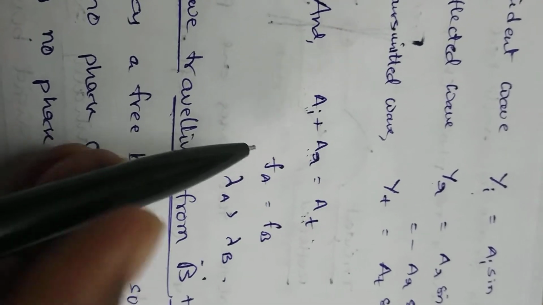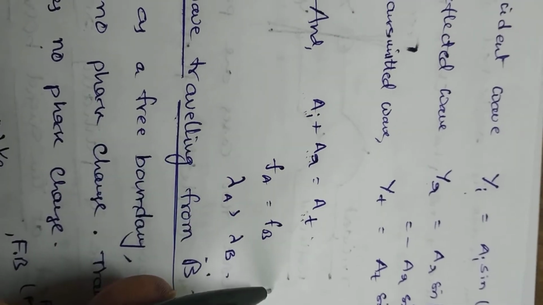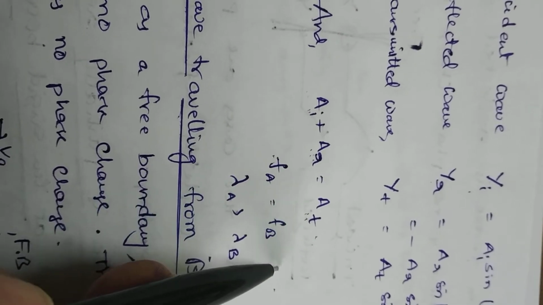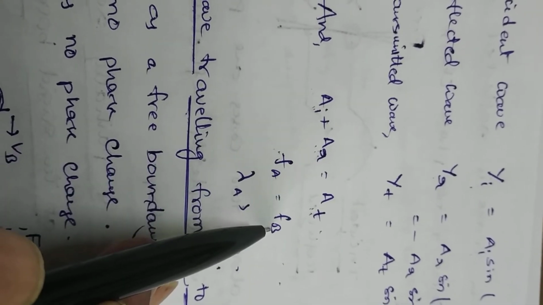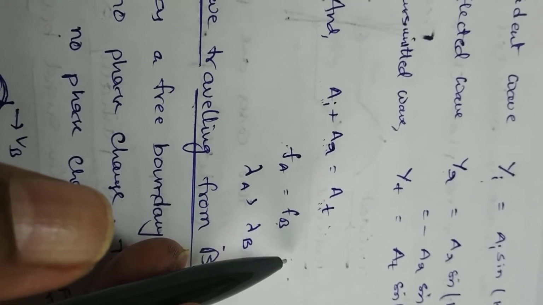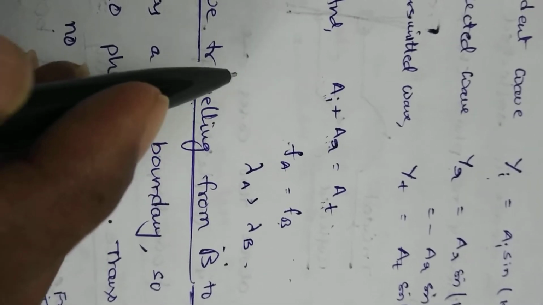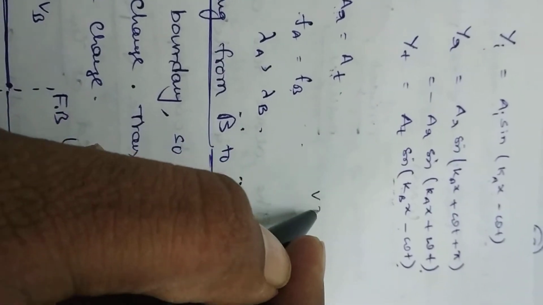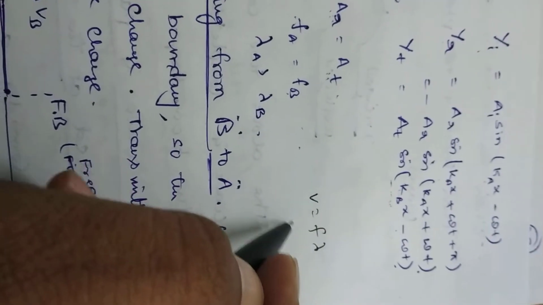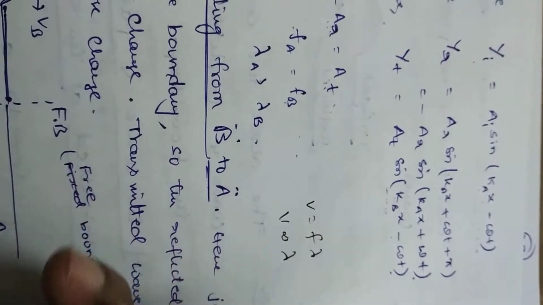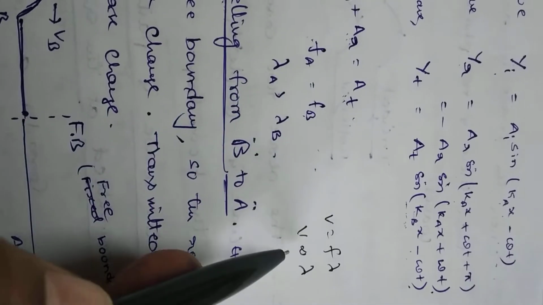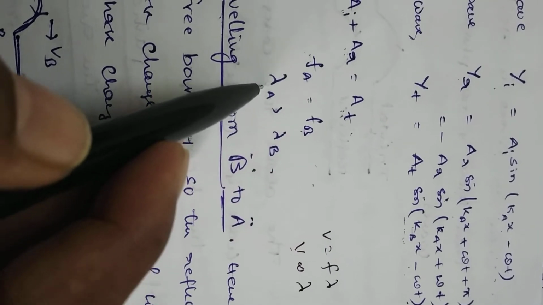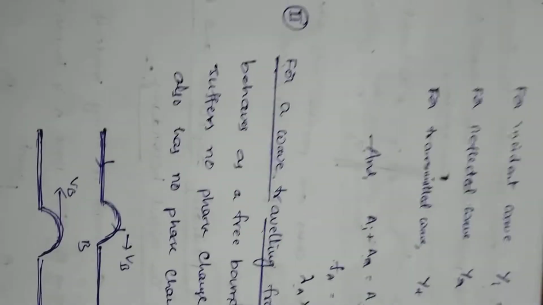Now, when the wave travels from one medium to another, the frequency remains constant, FA equals FB. There is no change in frequency when the wave propagates through different media. But as V equals F lambda, and F is constant, V is directly proportional to lambda. As VA is greater than VB, lambda A is greater than lambda B. Right. This is one case.